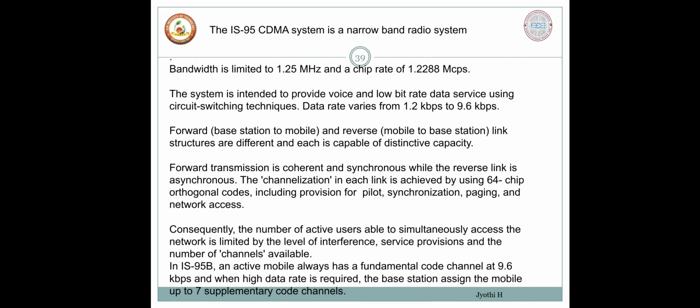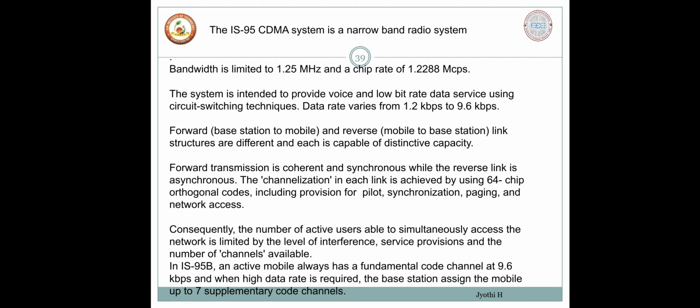Next, the IS-95 CDMA channel is a narrowband radio system. The bandwidth is limited to 1.25 megahertz at a chip rate of 1.2288 million chips per second. The system is intended to provide voice and low bit rate data service using data circuit switching techniques. The data rate varies from 1.2 kilobits per second to 9.6 kilobits per second, in the forward link, that is base station to mobile station, and the reverse link, mobile to base station. The structures are different and each is capable of distinctive capacity. Forward transmission is coherent and synchronous, while the reverse link is asynchronous.